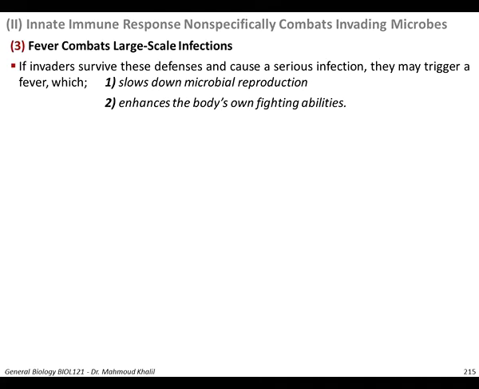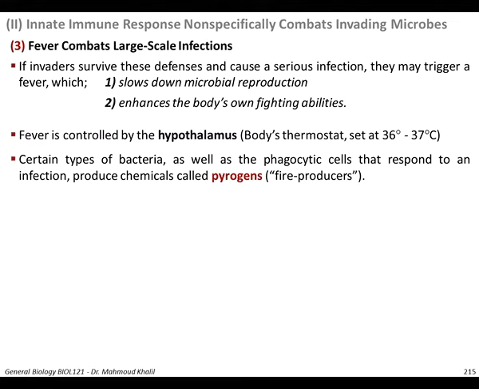So if invaders survive the defenses and cause serious infection, maybe systemic infection, they trigger fever, which slows down the microbial reproduction and enhances the body's own fighting abilities. Fever is controlled by a very important gland in our brain. It's called the hypothalamus, and the hypothalamus is the body thermostat. Usually this thermostat of our body is set around 36 or 37. So this is the threshold of our body temperature, and it is controlled by the hypothalamus, the body thermostat.